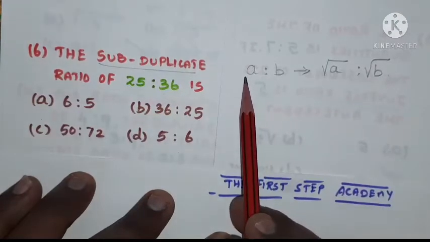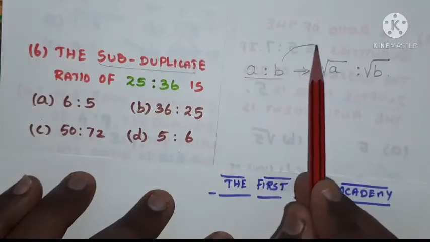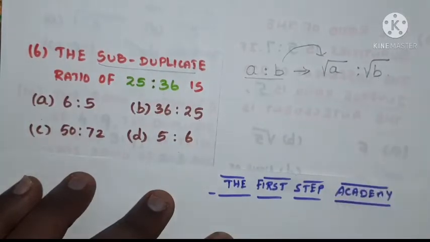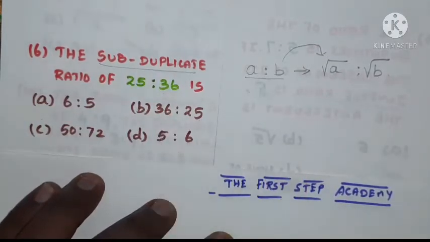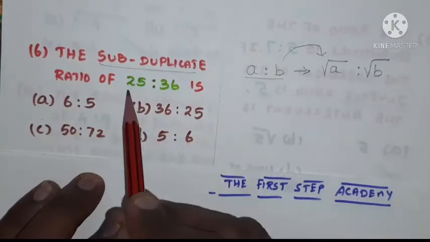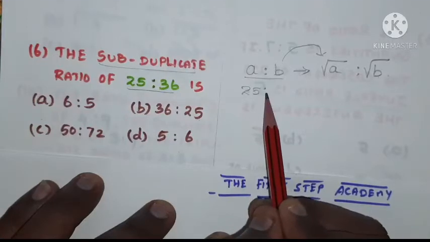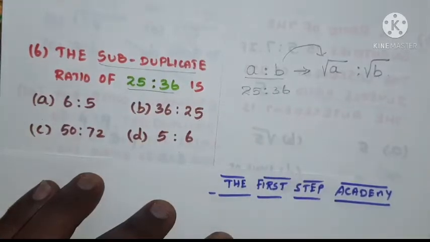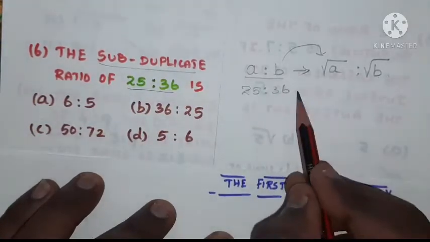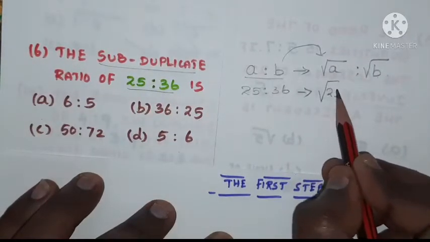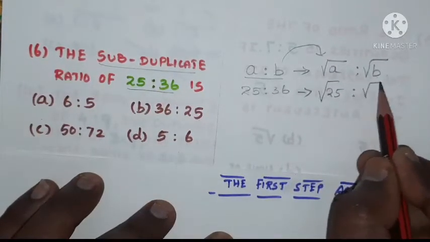If we have a ratio A is to B, then its sub-duplicate ratio is square root A is to square root B. You should know this. If you know this, the answer is ready. Fine. Now what is the ratio they have given? They have given the ratio 25 is to 36, right? Now what is the sub-duplicate ratio? Substitute the values here. A is 25 and B is 36.